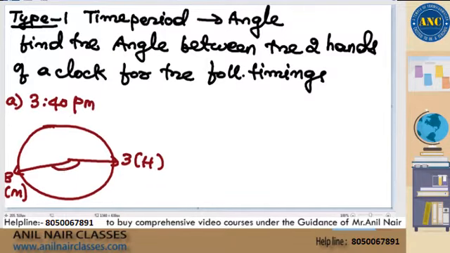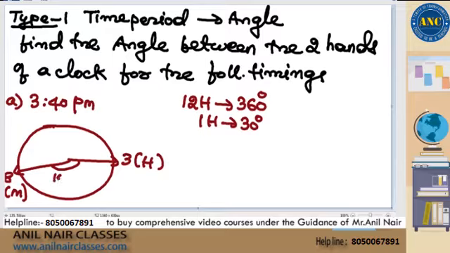Now if you observe, 3 to 8 there is a 5 hours gap. 12 hours is 360. 1 hour is 30 degrees. 5 hours it will become 150 degrees.